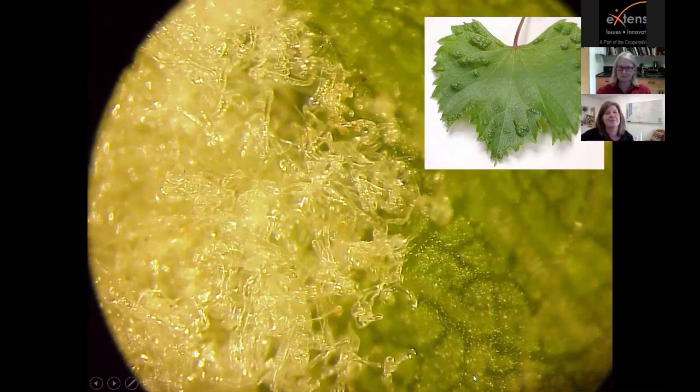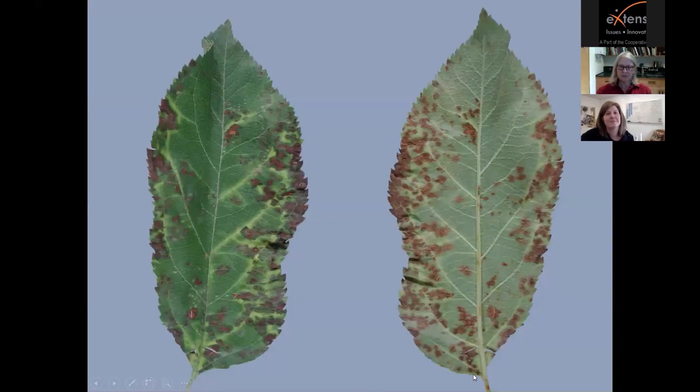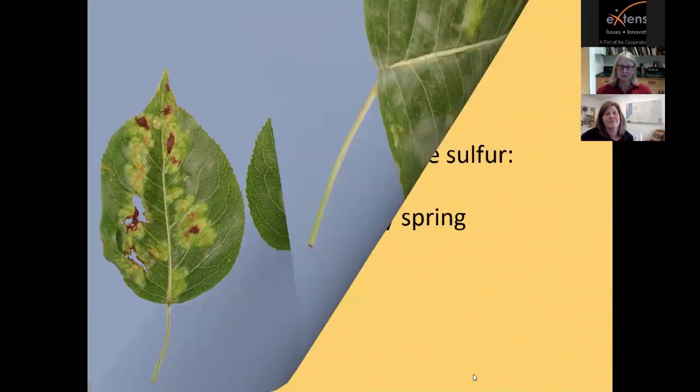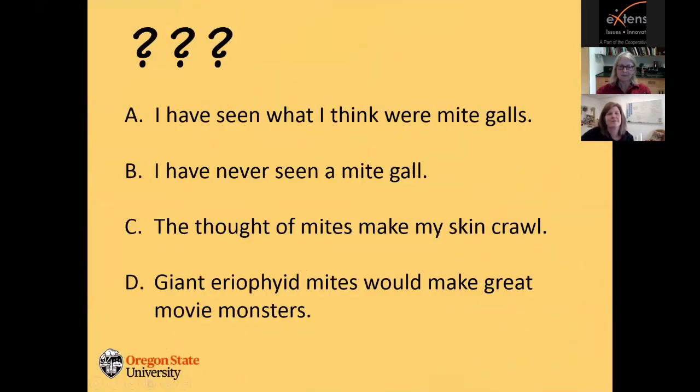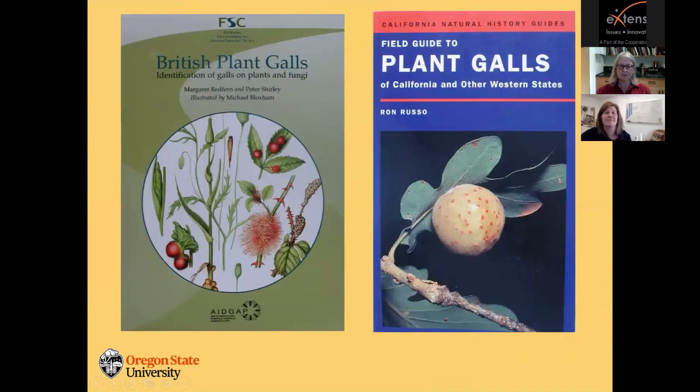I just wanted, here's some pictures. We're just going to breeze through these. We'll skip that one. Oh, here, this is where I wanted to get to.